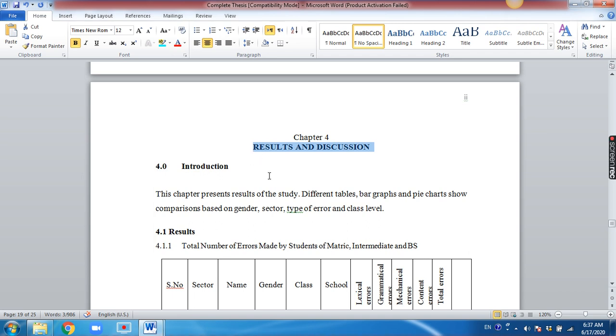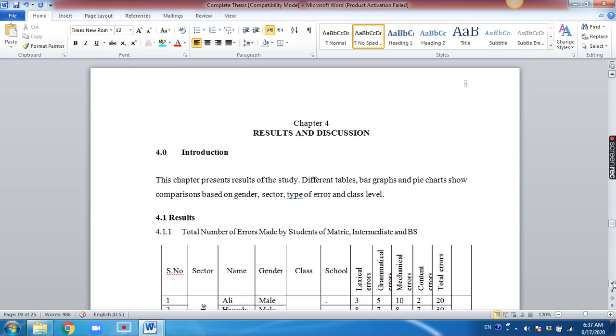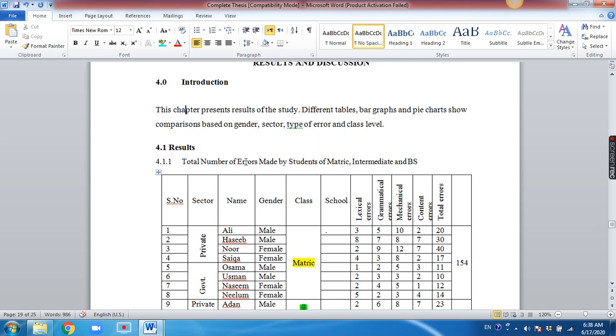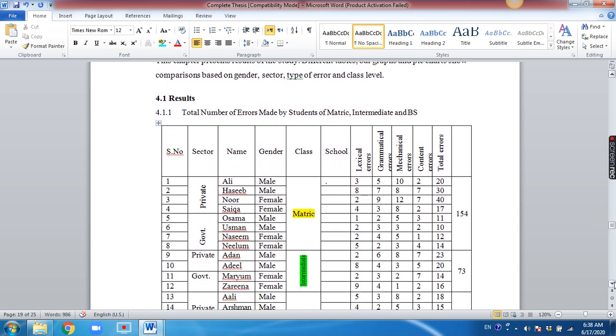So as I keep telling each research study group, every chapter has a brief introduction. So you can say this chapter presents results of the study. Different tables, bar graphs and pie charts show comparisons based on gender, sector, type of error and class level. First of all, you could show your results like you can say total number of errors made by students of matric, intermediate and BS students. So you can insert this table.